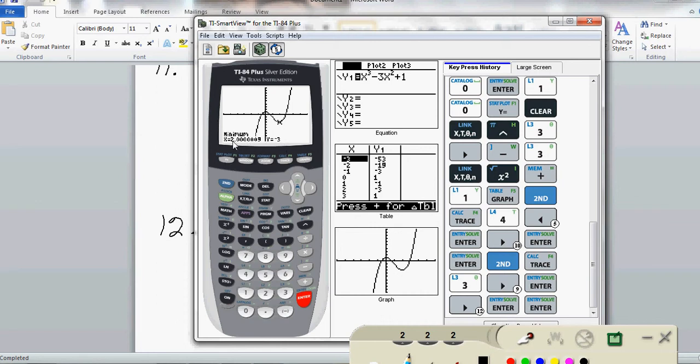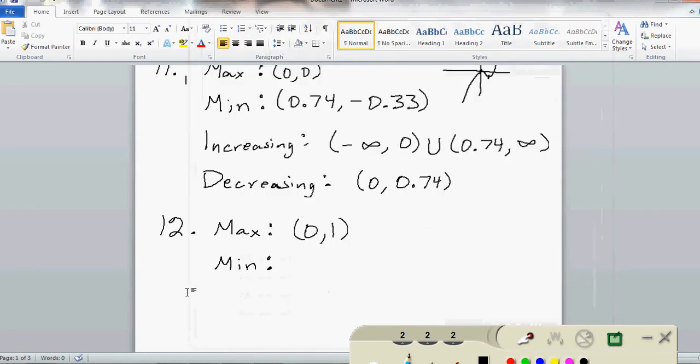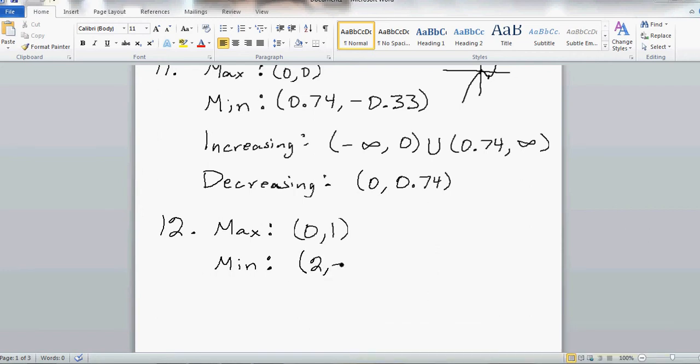Once again, this is 2. A lot of times you have to have a common sense rounding on these problems in order to answer the question appropriately. Realize the minimum here would be 2, -3, which falls right in line with my estimate. I thought it was going to be 2, -3, so that's pretty good. It fits right in line. So there are the answers for 11 and 12.